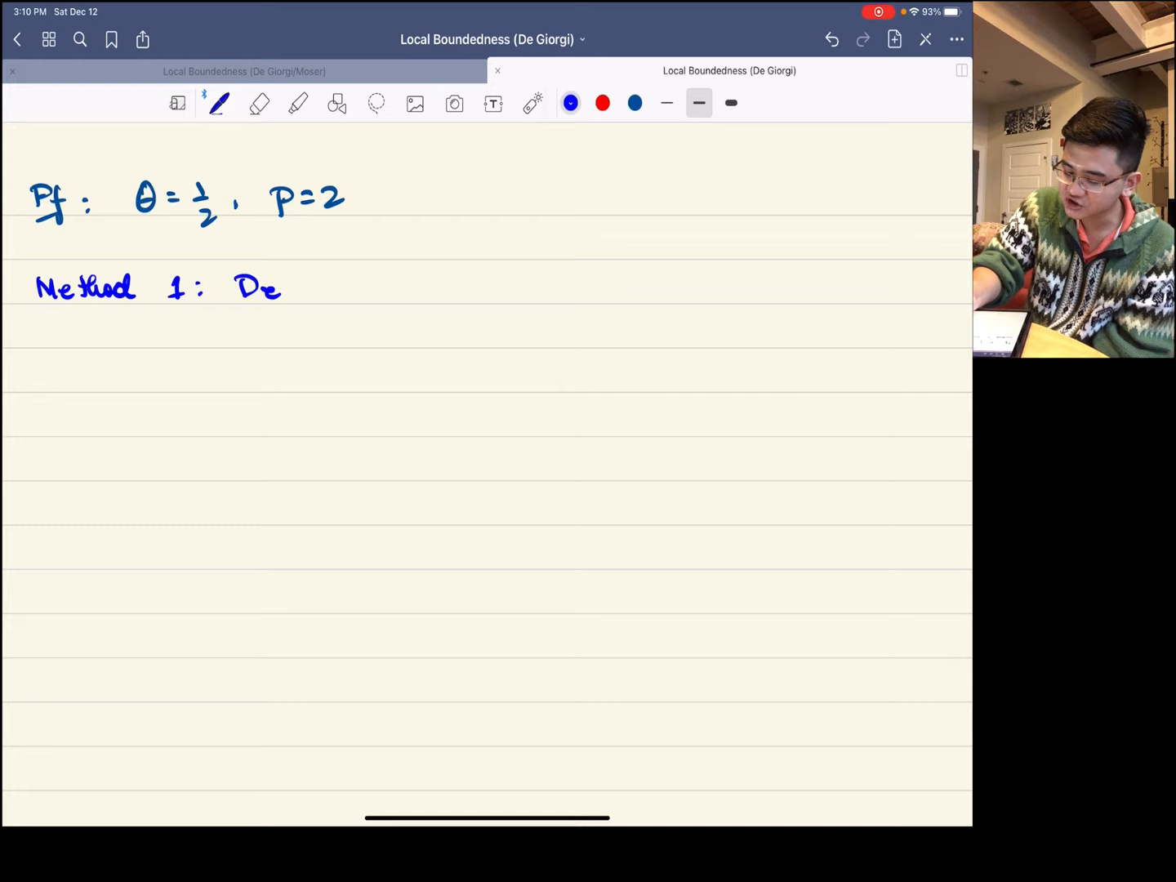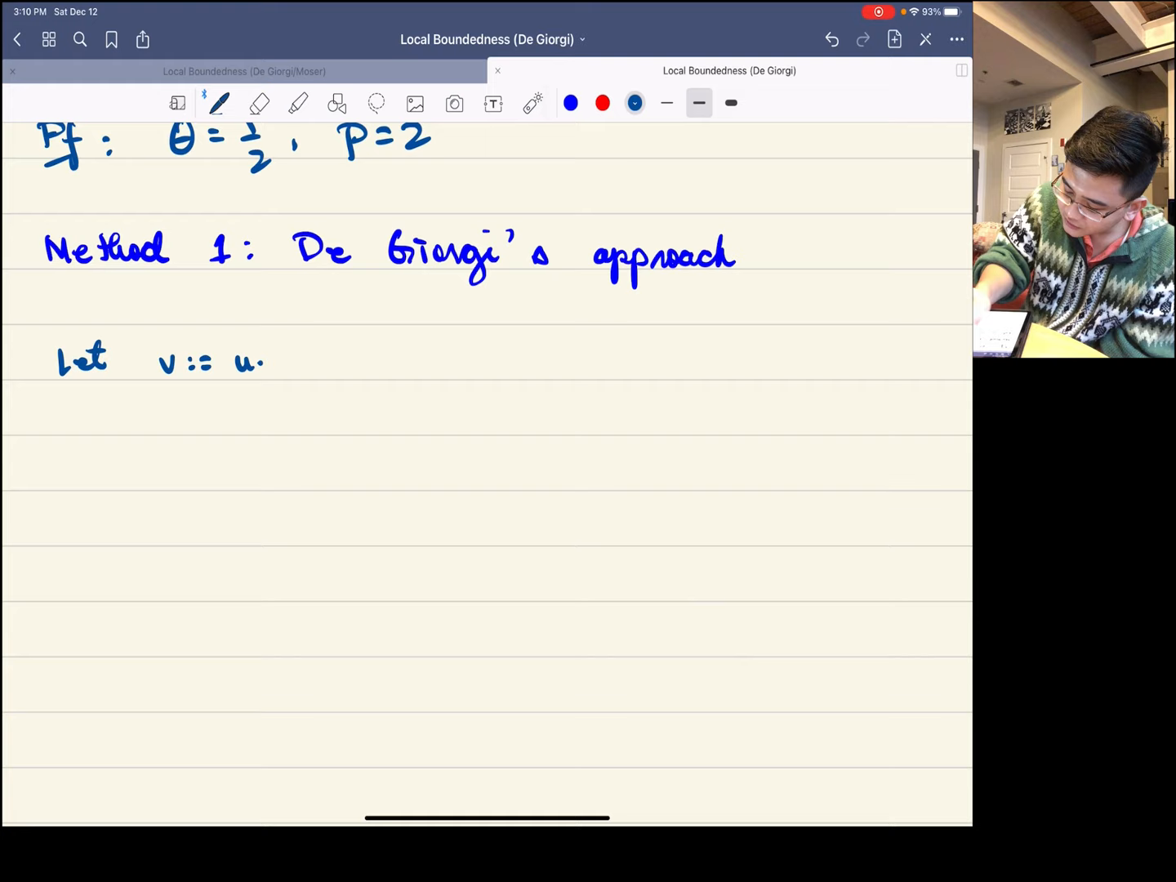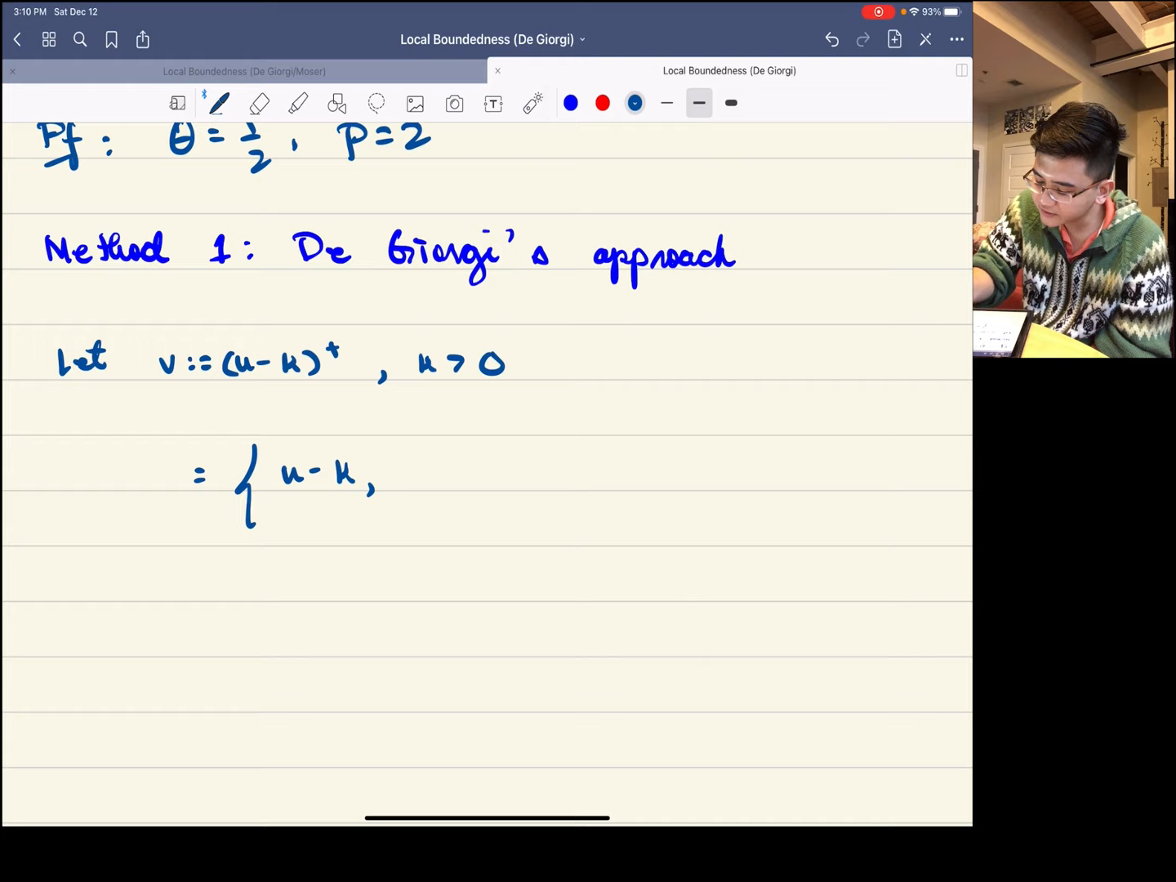Okay, I'm going to try and make my handwriting nice. Okay, so we let V be (U minus K) positive part for K positive. So what is this? This is just equal to U minus K in parts where U is bigger than K and zero otherwise.